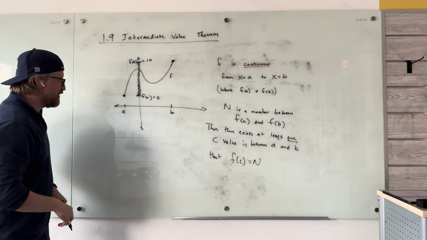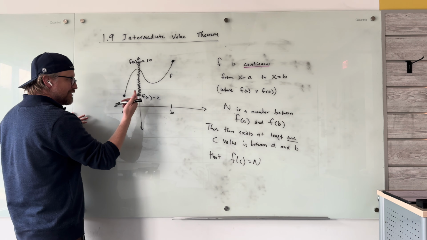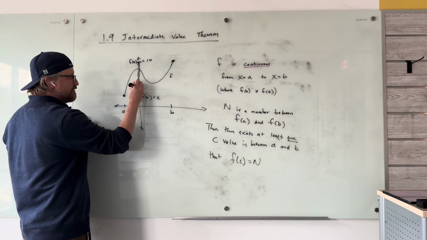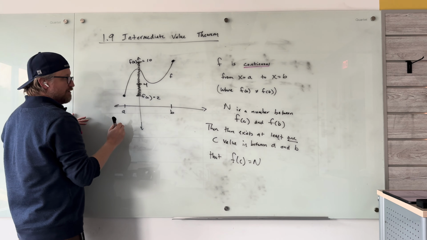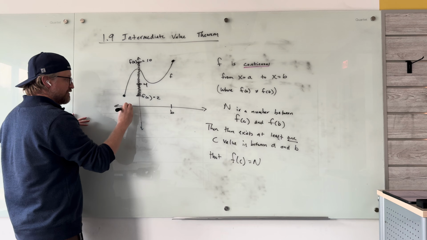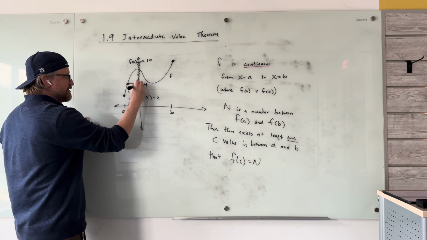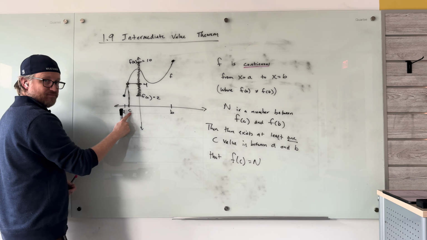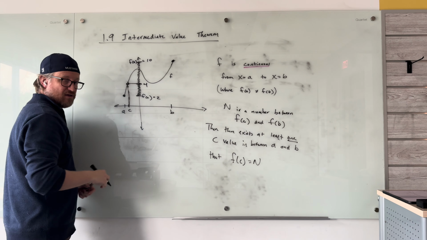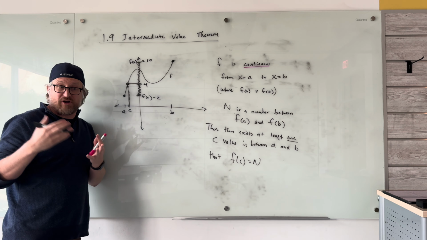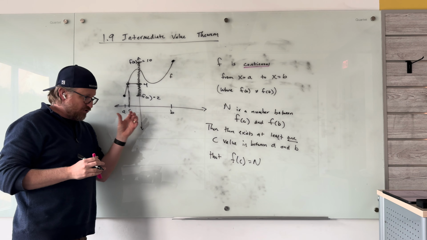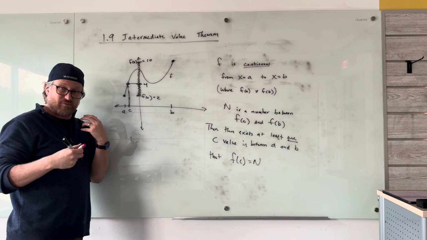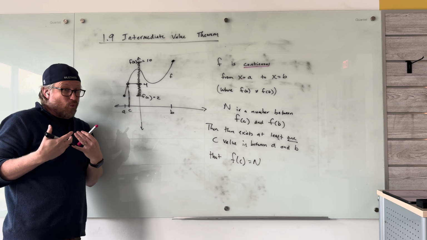In other words, if I want to ask the question, is it possible for this function to have a y value of 4? The answer is always yes, and in my graph it happens here. There's my C. C is the x-coordinate. The x-coordinate always describes location. So when I'm looking at this theorem and it's saying there exists at least one point, we want to know where.